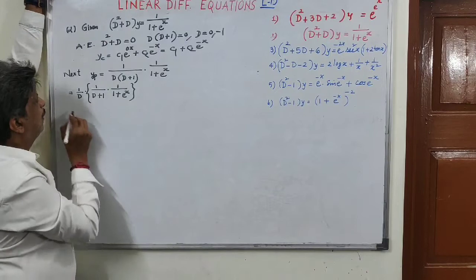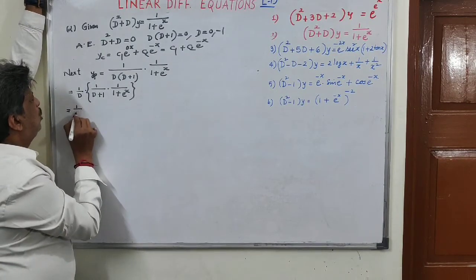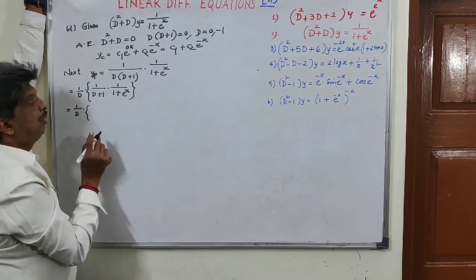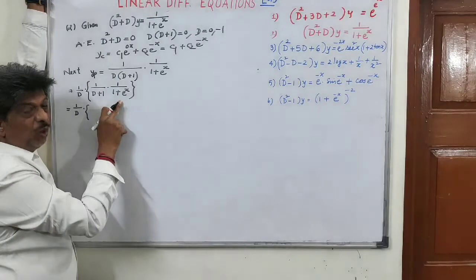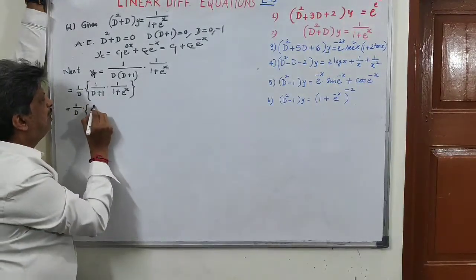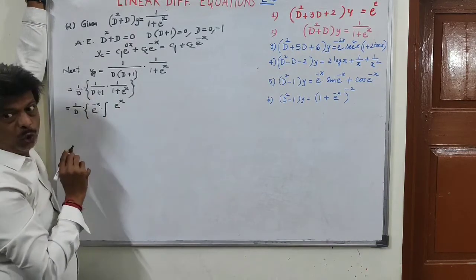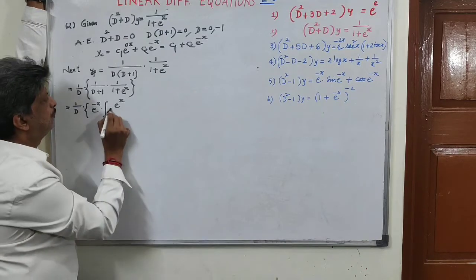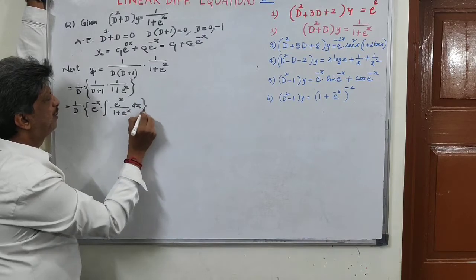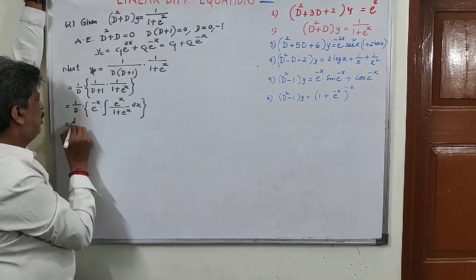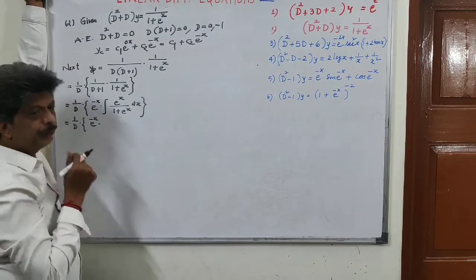That is further equal to 1 upon d into, now once again I am using the general integral formula, taking m equal to 1. So this is equal to e raised to power minus x into the integral of e raised to power x into f of x, 1 upon 1 plus e power x dx. Then 1 upon d times e raised to power minus x here.